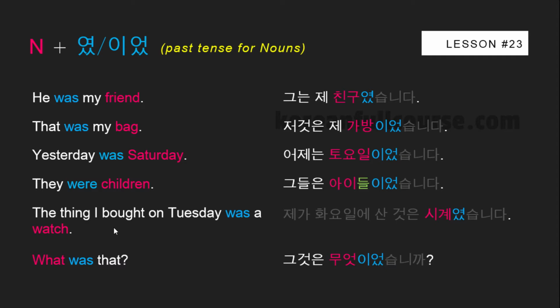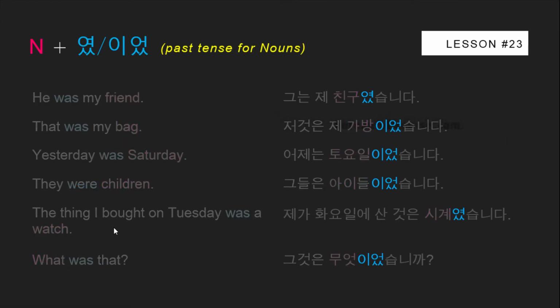And in the last example, 그것은 무엇이었습니까? You can see how you can use the yot and iot suffixes with the question words. While translating these sentences into Korean, you must have already figured out when we use yot and iot suffixes. If a noun or a pronoun ends with a vowel, use the suffix yot, 친구였습니다, and 시계였습니다. And if it ends with a consonant, use the suffix iot, 가방이었습니다, 토요일이었습니다, 아이들이었습니다, 무엇이었습니까?